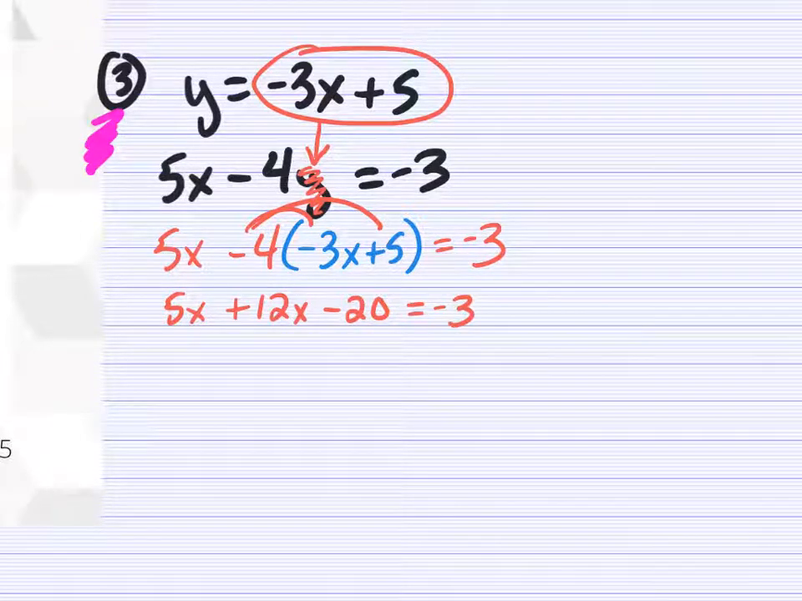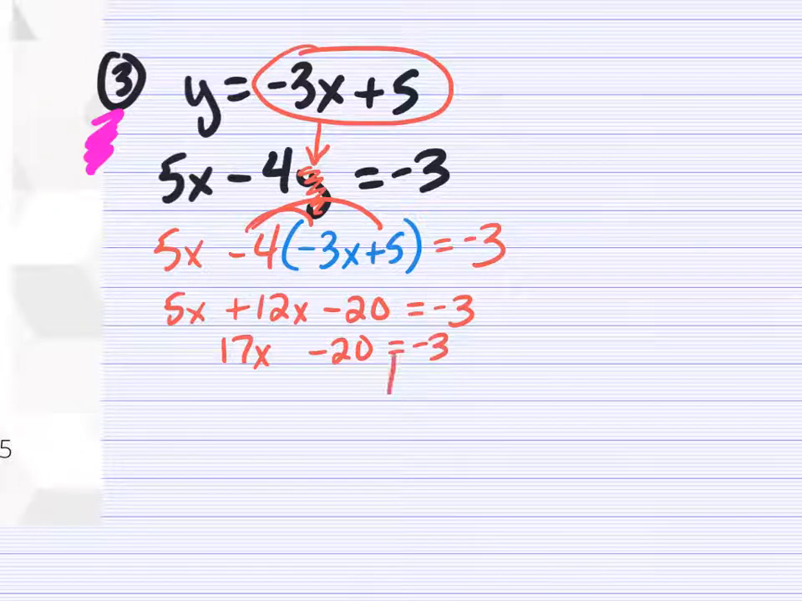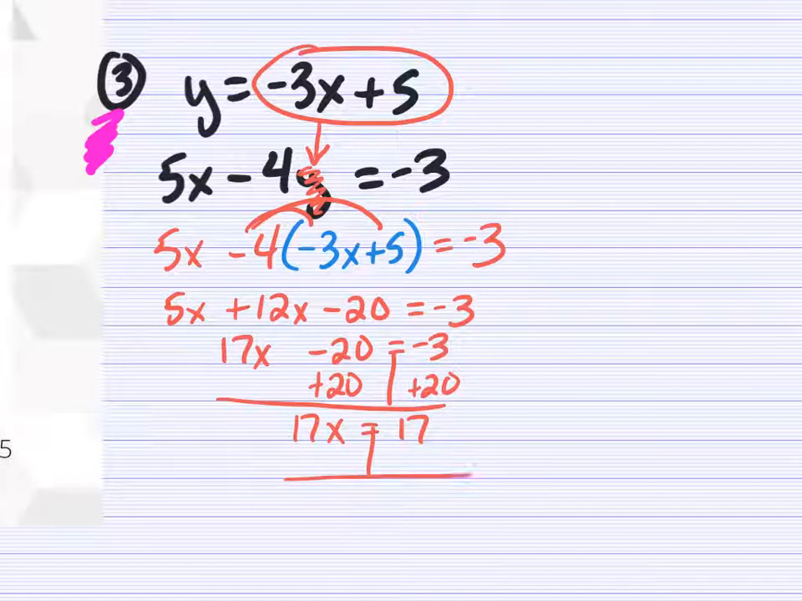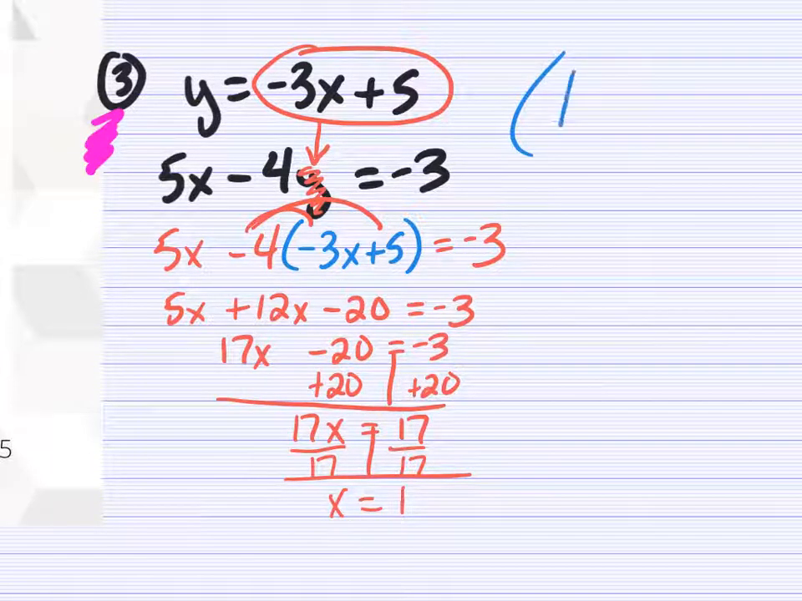I see like terms on the same side. 5x plus 12x is 17x. Then I can solve it. Add 20. And I get 17x equals 17. Divide by 17. And x equals 1. So in my answer, I know the first number is 1.